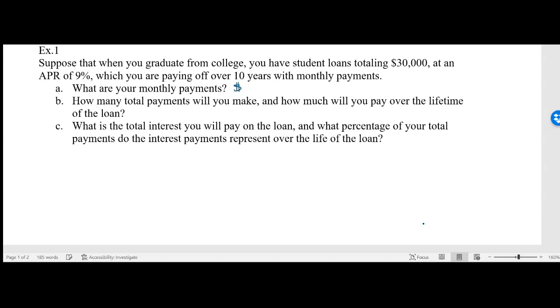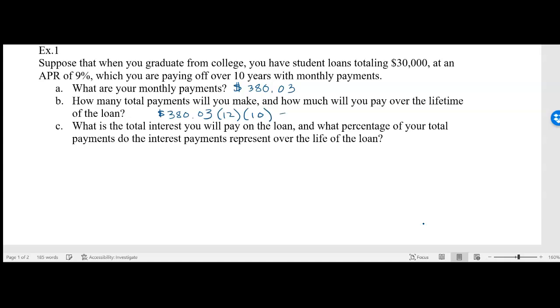So we just found out from using that calculator our loan payment, and this is great if you want to get a car and just see what kind of payments you might have, but that's our monthly payment. Now, question B says, how many total payments will you make and how much will you pay over the lifetime of the loan? Total payment. So we have $380. That's each payment. You're going to be making these payments every month. That's 12 payments a year. And the loan is for 10 years.